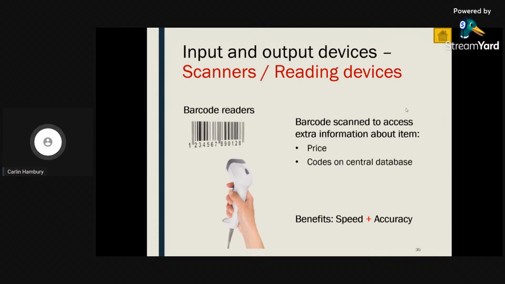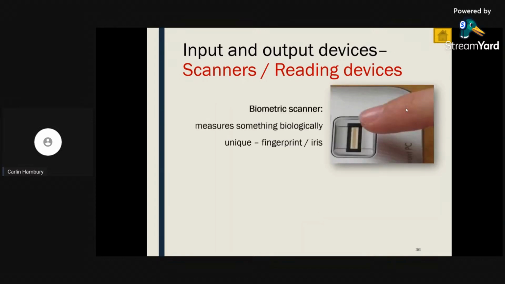Okay. Then we've got our scanners. Okay, we've spoken about this, about our barcode scanner. That barcode contains information like the price, where this particular product is located, and it updates the stock records as well. So the benefits of these kind of devices are speed and accuracy.